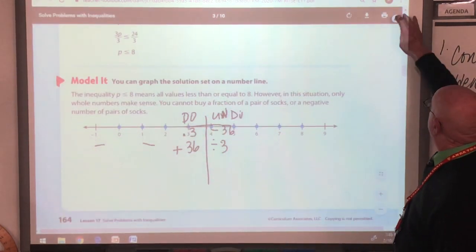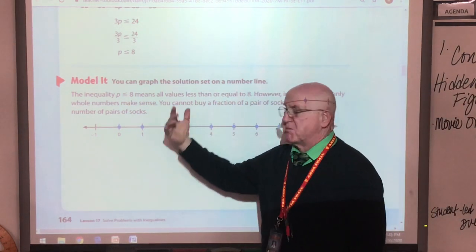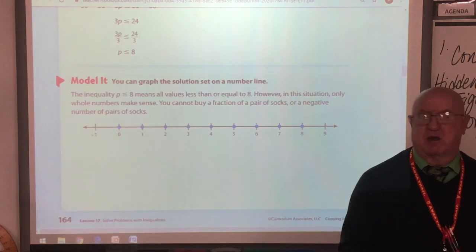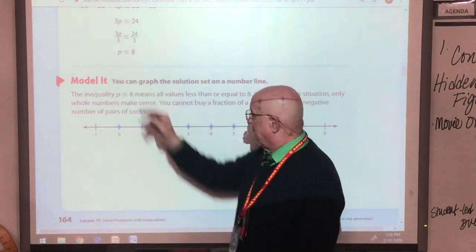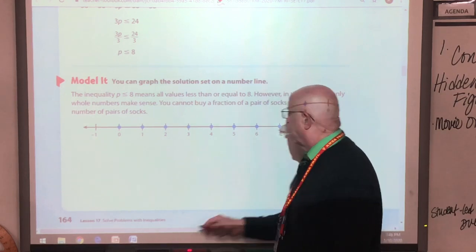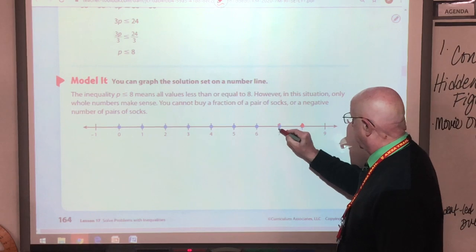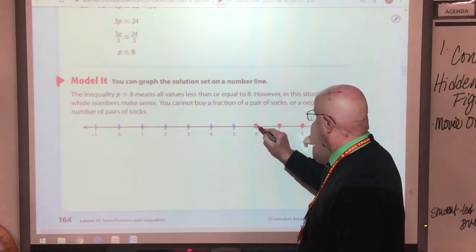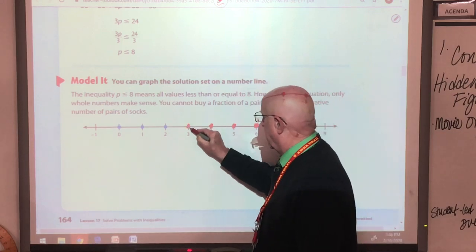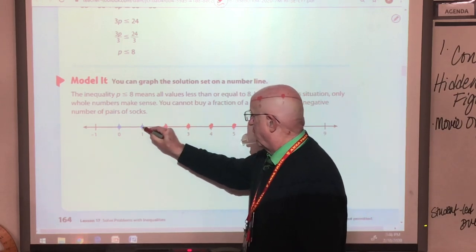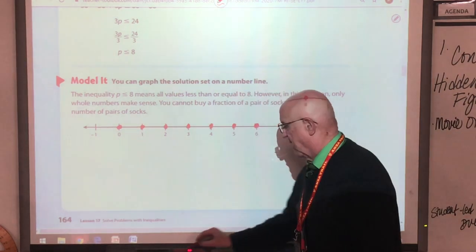Now, once we get the answer, we're going to model our solution set on a number line. Notice that we said P is less than or equal to 8. So we're going to mark all these spots where we have P. We have right here at 8, we have right here at 7, 6, 5, 4, 3, 2, 1, and he could decide not to buy any socks at all, so 0.